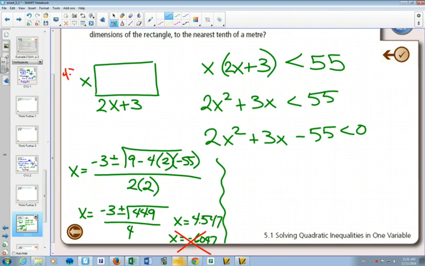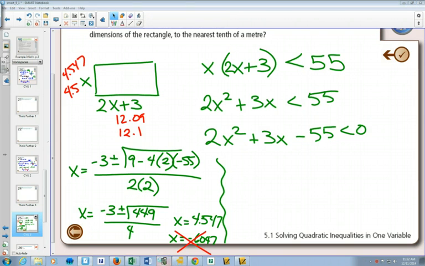So if this side is 4.547, if I plug it into the other side, 2 times 4.547 plus 3, I get 12.09. To the nearest tenth of a meter, this would be 4.5, and this would be 12.1. So our dimensions need to be less than 4.5 and 12.1. That's solving it using the quadratic formula.